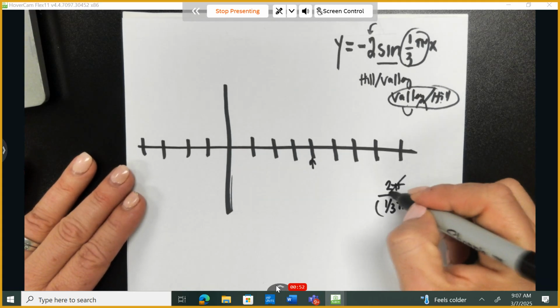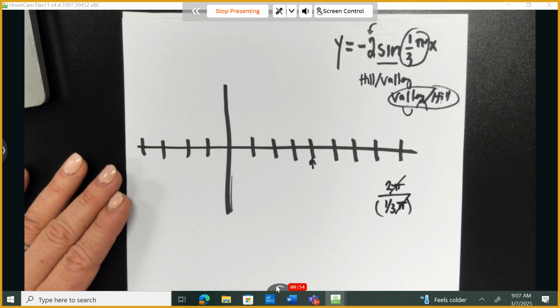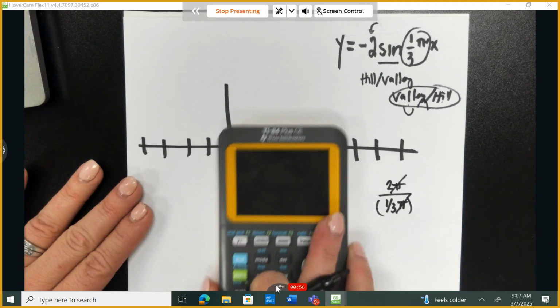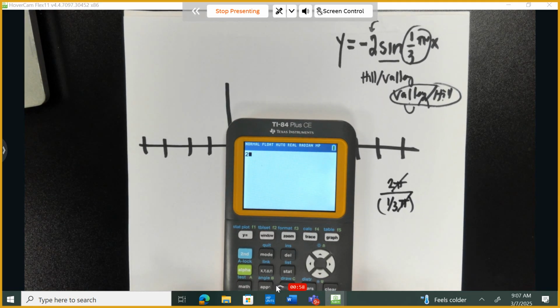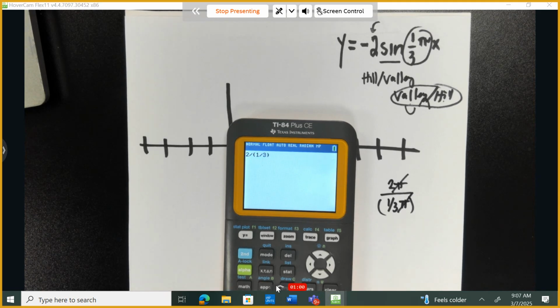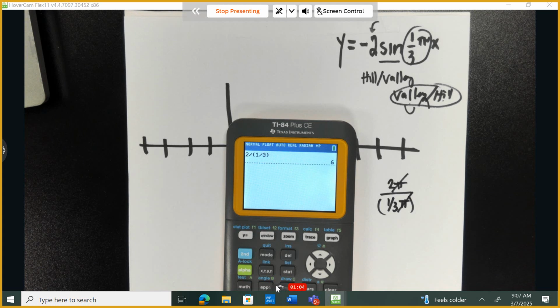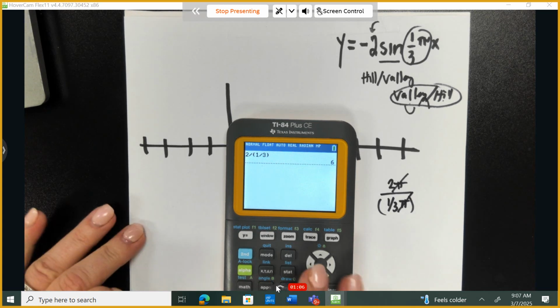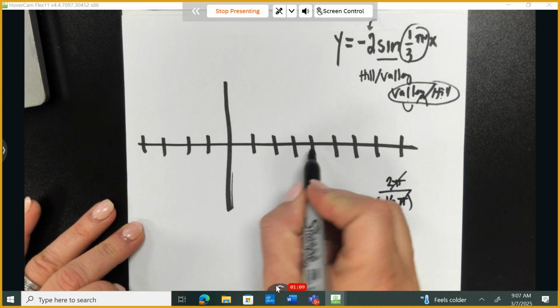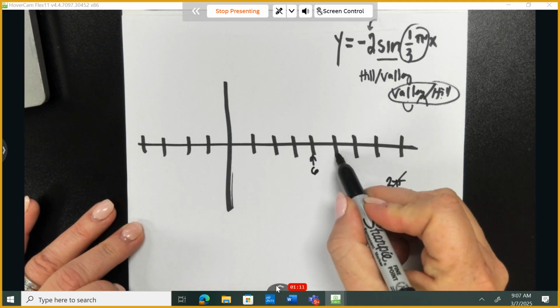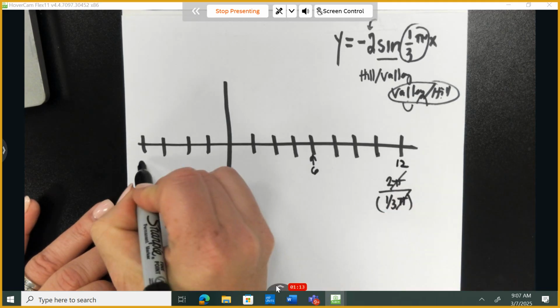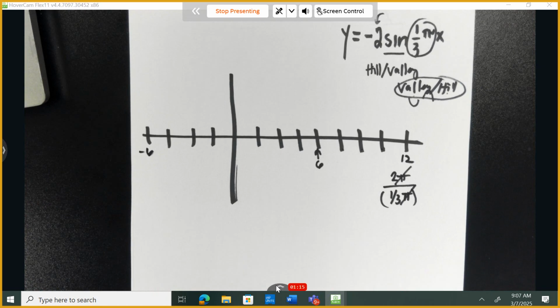Now the pi on top and the pi on the bottom are eliminated. They simplify into 1. I'm going to grab my calculator and take 2 and divide it by 1/3. Notice the 1/3 goes in parentheses. This is the length of one cycle, or 4 steps. So 4 steps is 6: 1, 2, 3, 4 is 6. Another 4 steps, I double that. This will go to 12 and this will go to -6.